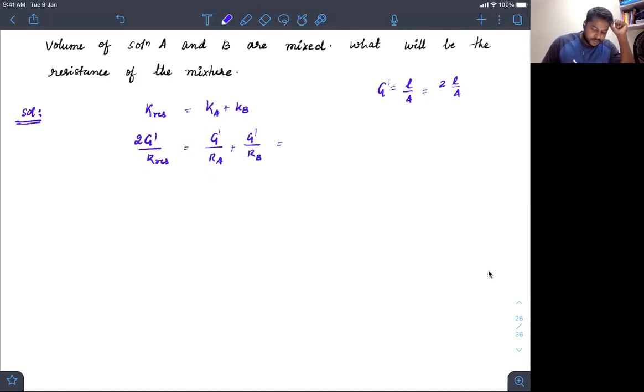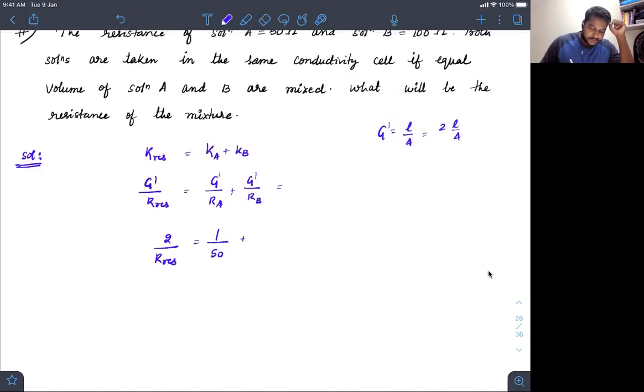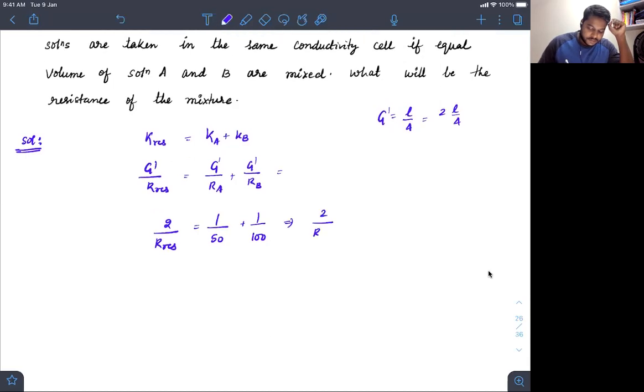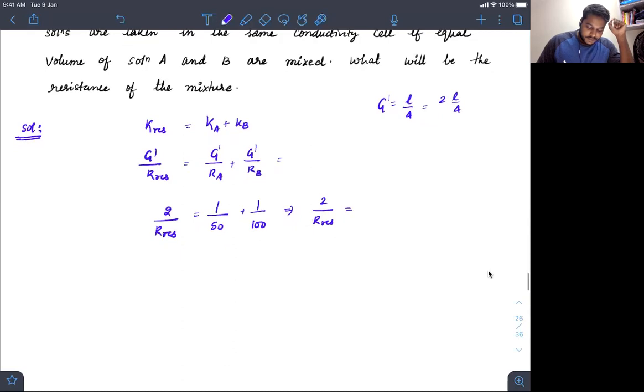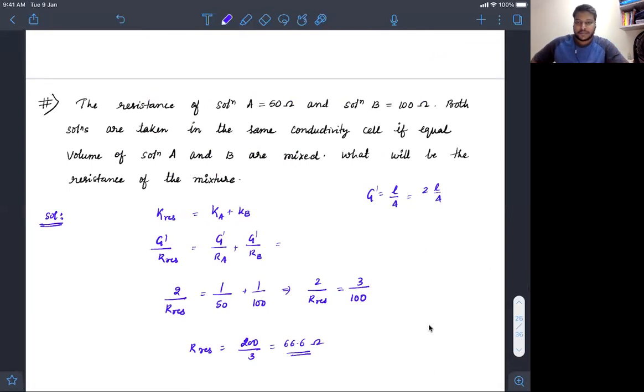Got it. So we'll get this as G dash times 2 divided by resistance is equal to 1 by 50 plus 1 by 100. Which implies 2 by R is equal to 3 by 100. So resistance will be equal to 200 by 3, so 66.6 ohms. Done? Everybody clear on that?